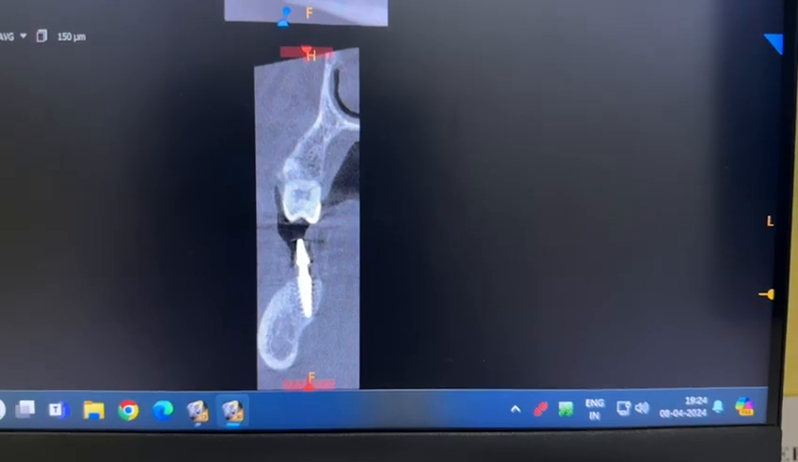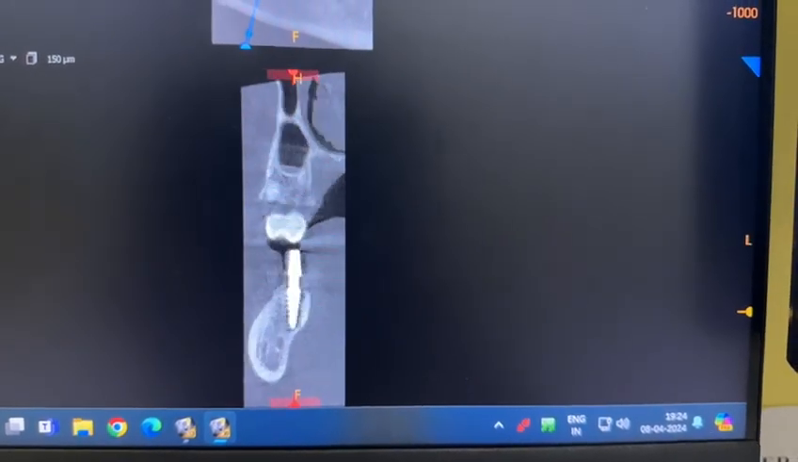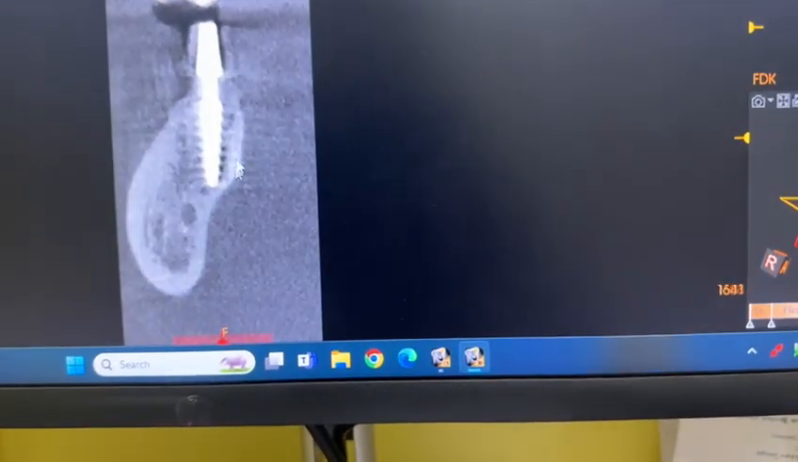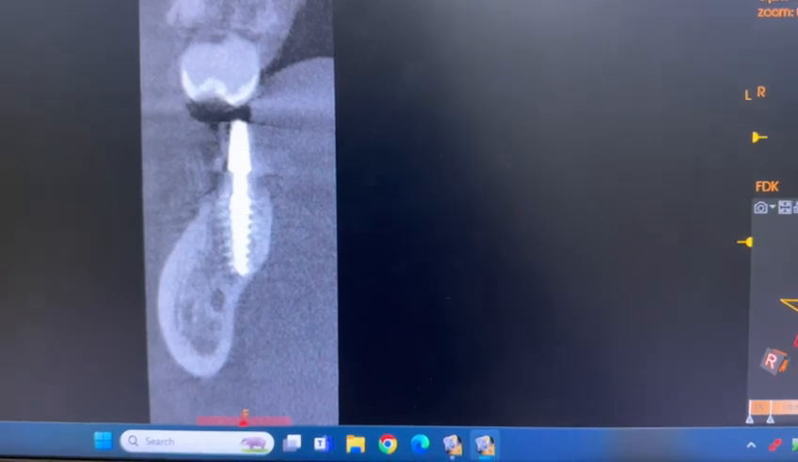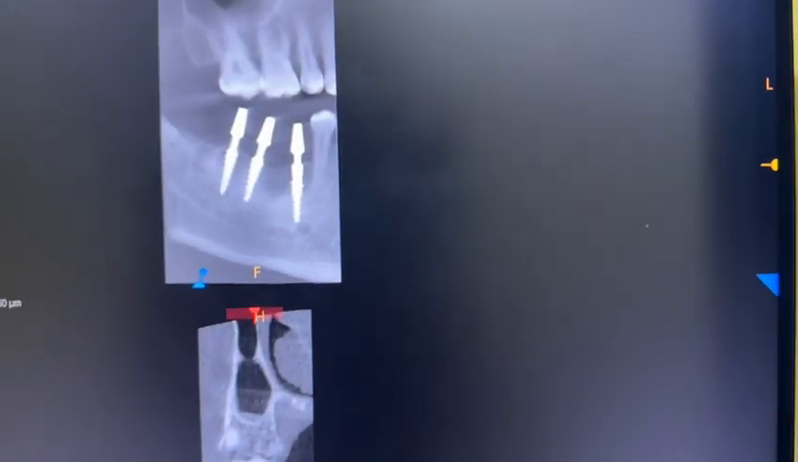So in the 7 area we have placed 2 compressive implants, getting lingual cortical engagement. It's a 10 mm implant. This is not lingual cortical engagement, but just touching the lingual border. So totally 3 implants we have used.